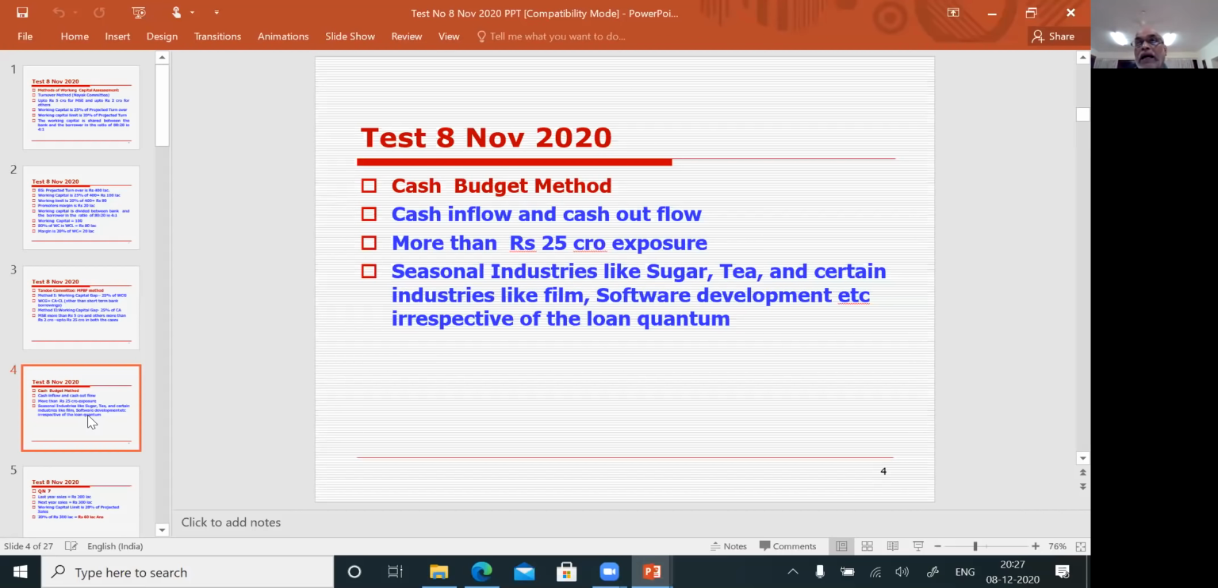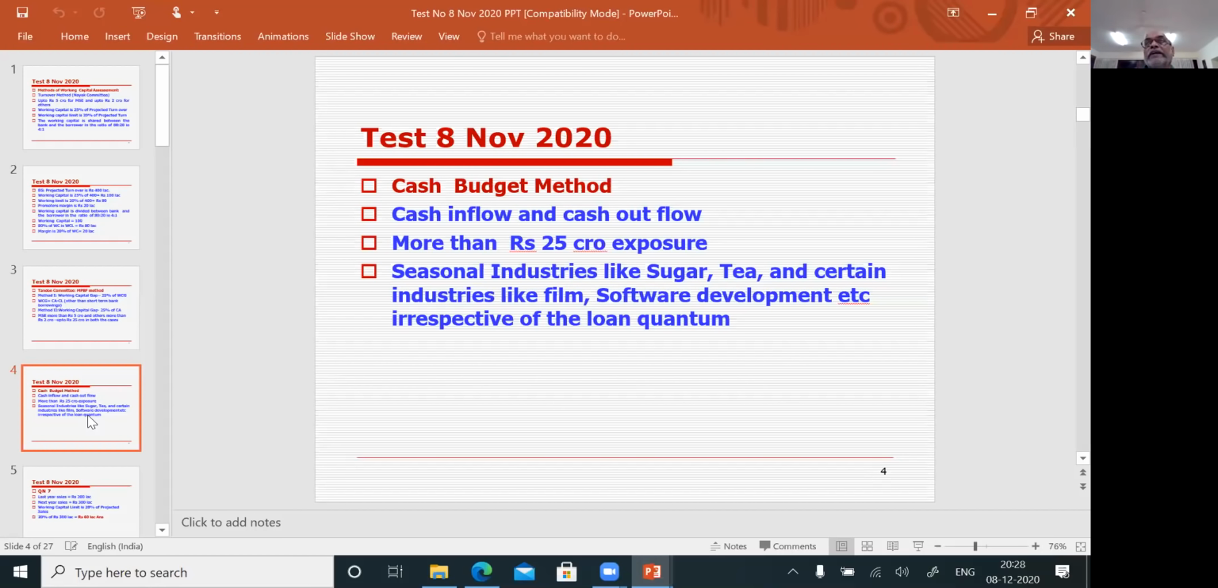Okay, the one point. However, there are certain industries, like seasonal industries such as tea, or sugar cane, or, for example, software production development, or film industry. For these types of industries, irrespective of the loan quantum, NBFC, non-banking financial companies, irrespective of the loan quantum, even if these industries require 1 crore, 2 crore, you will do only a cash budget method.